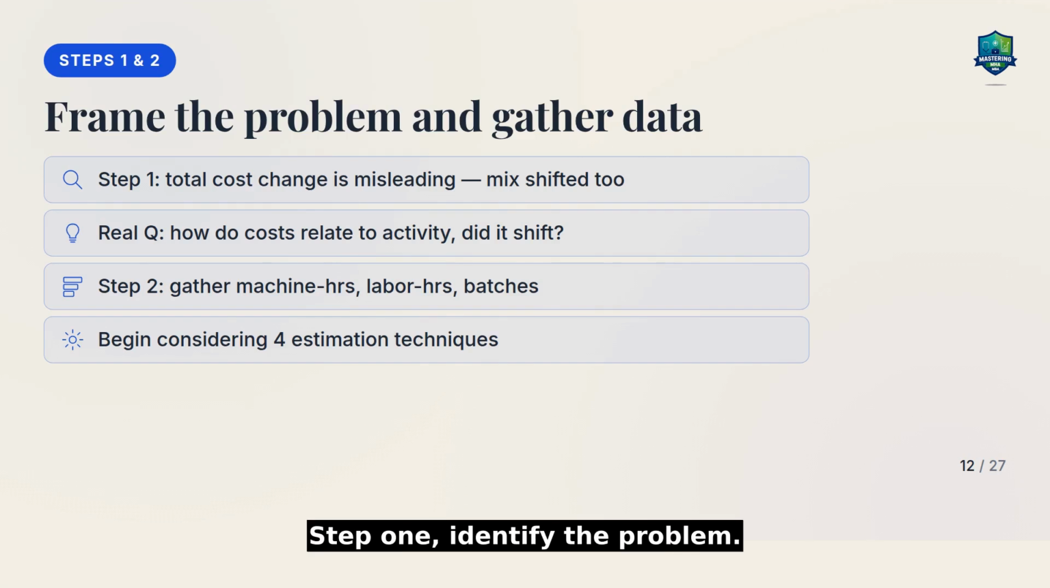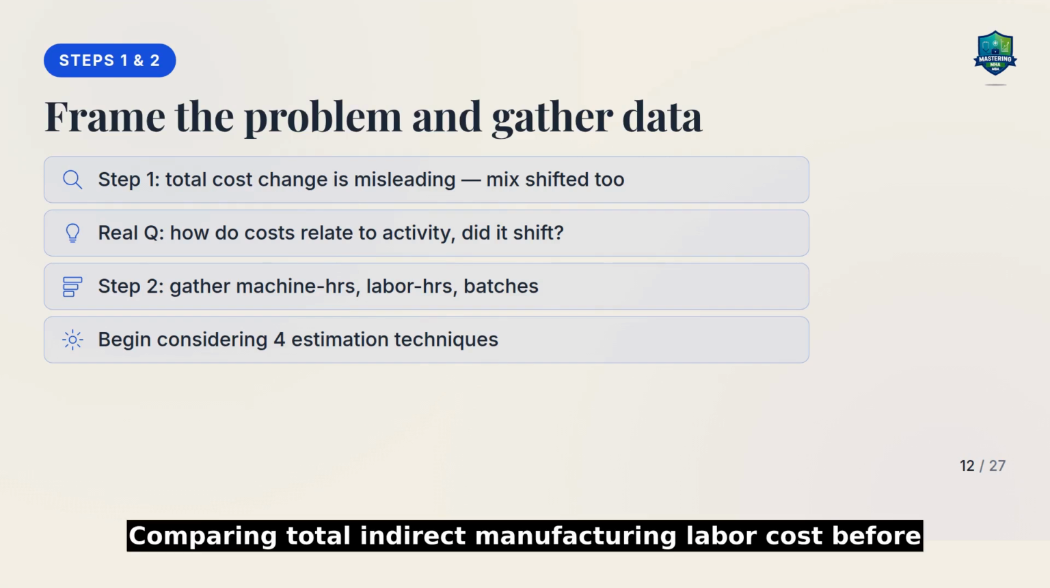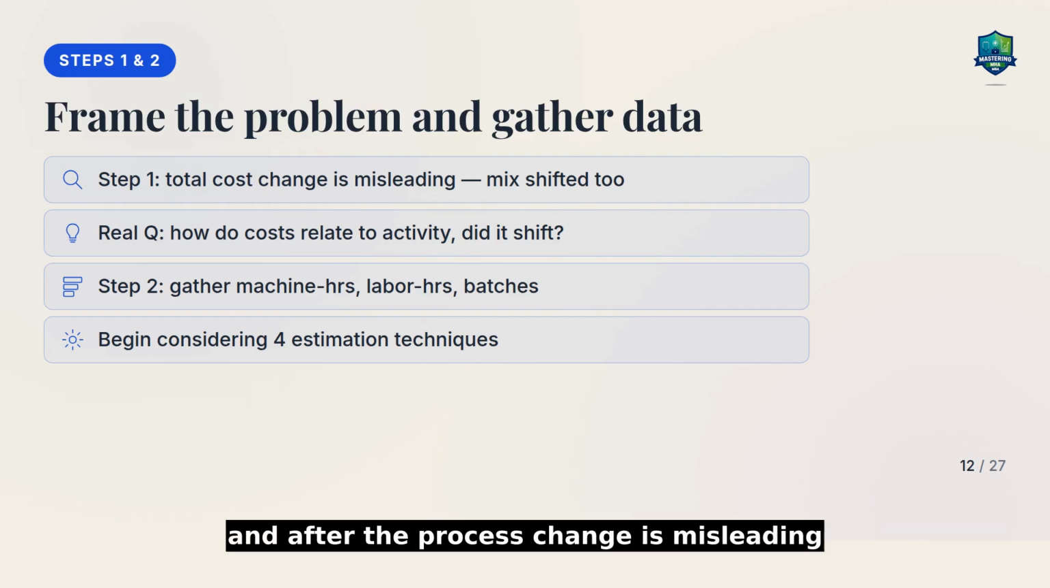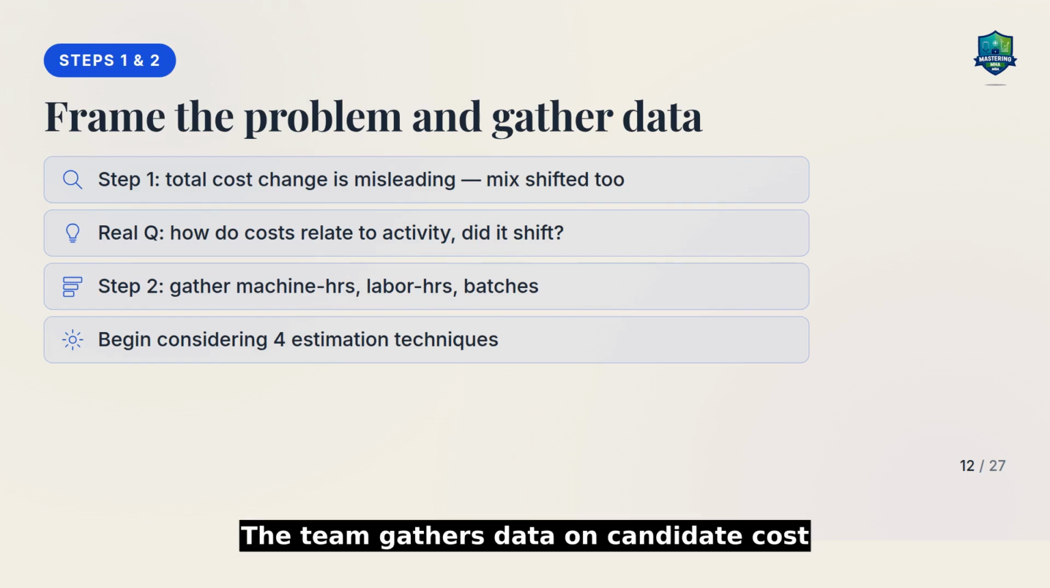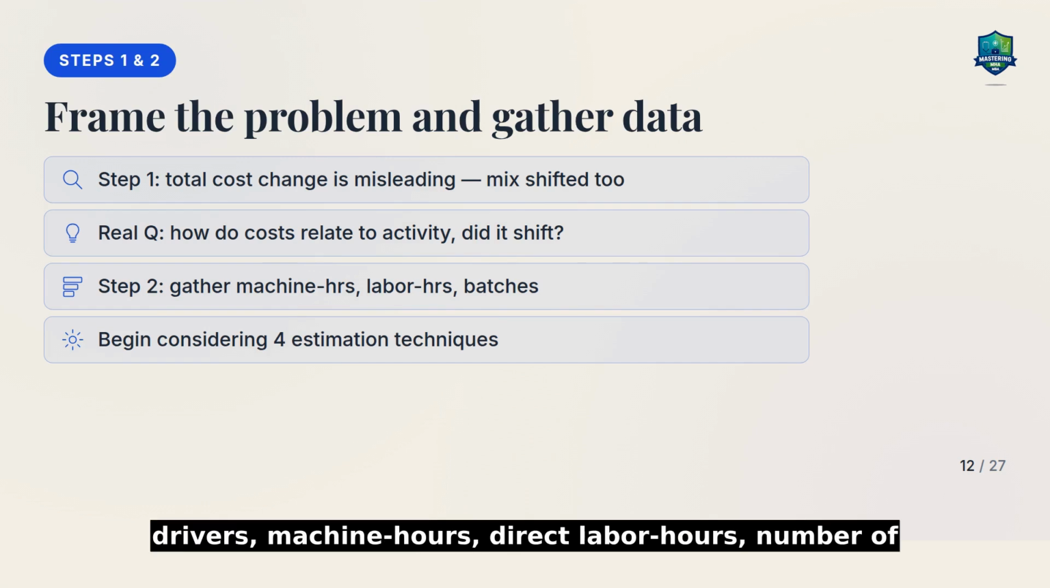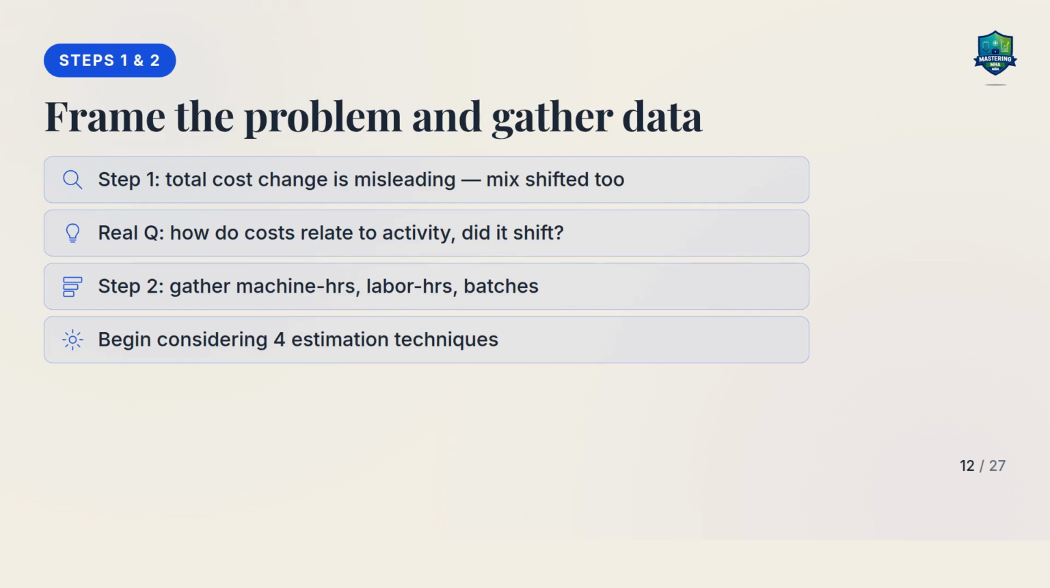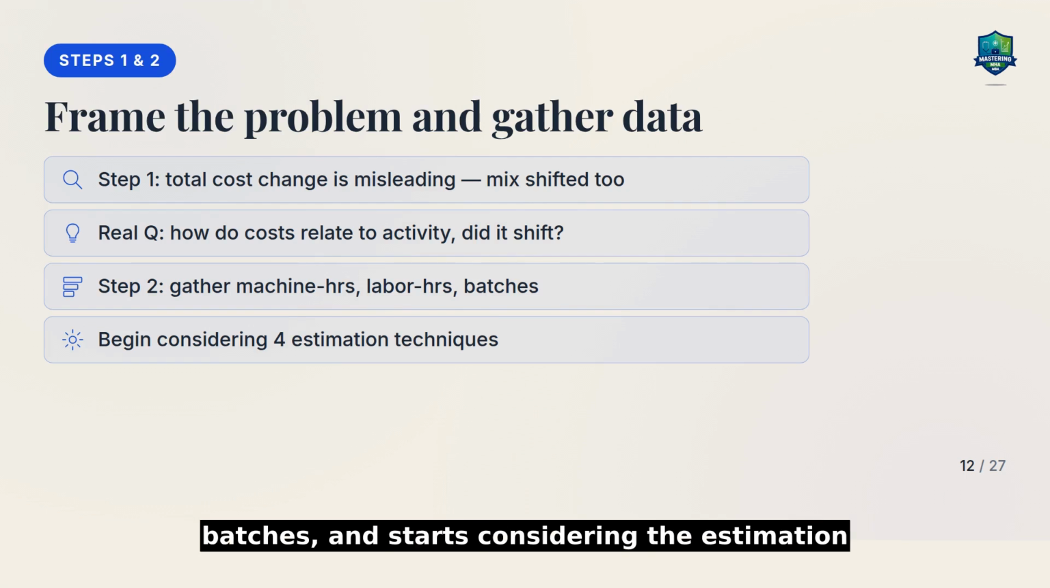Let's follow. Step 1. Identify the problem. Comparing total indirect manufacturing labor cost before and after the process change is misleading because volume and product mix also changed. The question becomes, how do those costs relate to activity, and did the relationship shift? Step 2. Obtain information. The team gathers data on candidate cost drivers, machine hours, direct labor hours, number of batches, and starts considering the estimation techniques we'll cover in a moment.